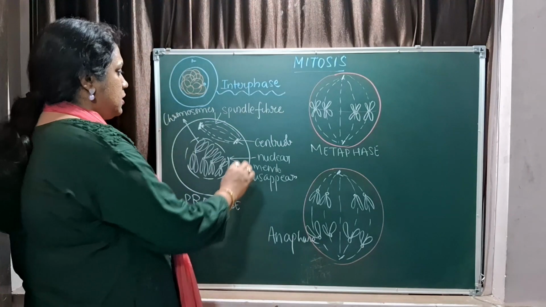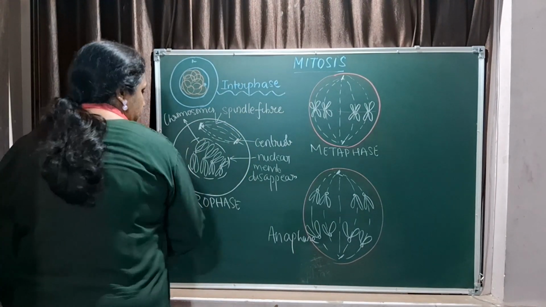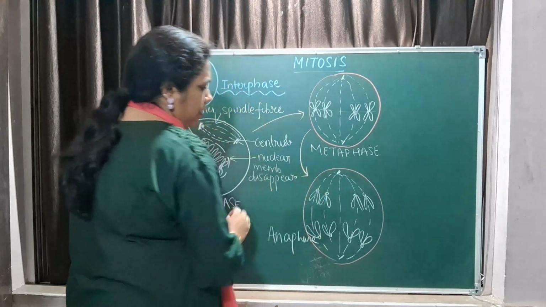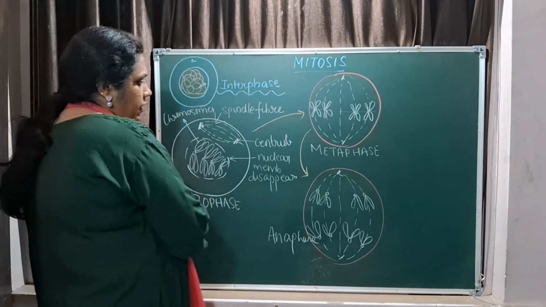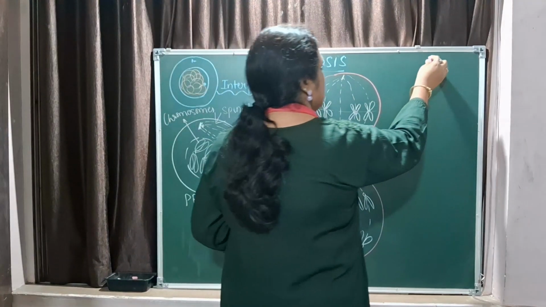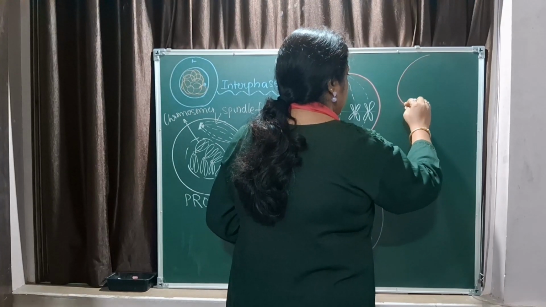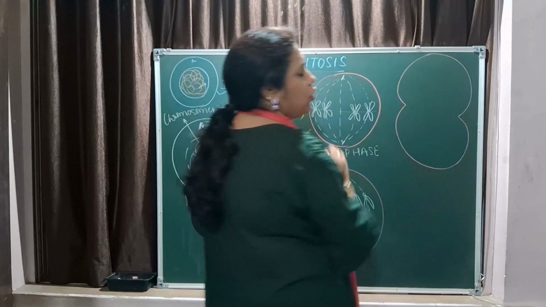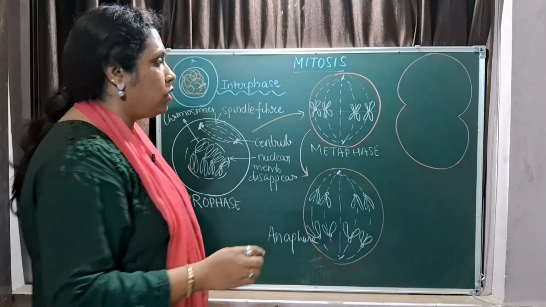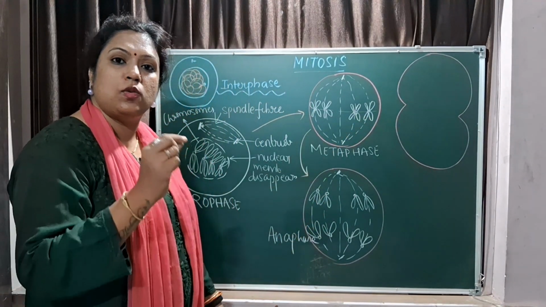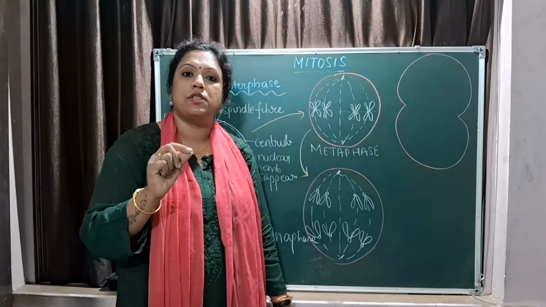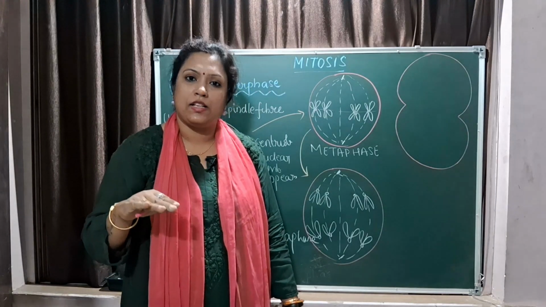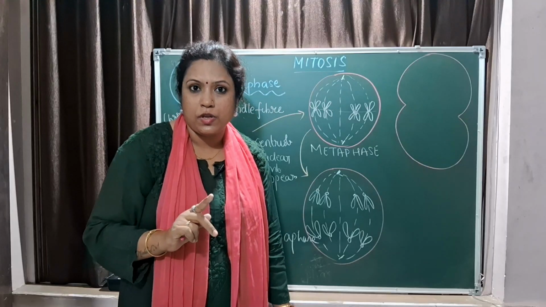After anaphase, what do we have? Prophase, then metaphase, then anaphase. After anaphase, the next phase is the telophase. In the telophase, the constriction begins. That is, furrow formation begins. Furrow formation is a unique characteristic for the cell division in animal cells. In plant cells, you have cell plate formation, no furrow formation.